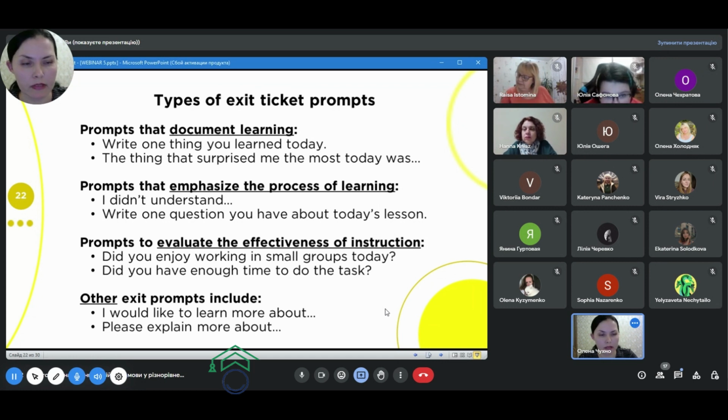Other exit prompts may include such sentences as, I would like to learn more about, please explain more about. So your students complete one sentence or answer one question, and then they leave the class. But actually, you receive a lot of information, just by looking at the answers, and you modify your instruction for the next lesson.